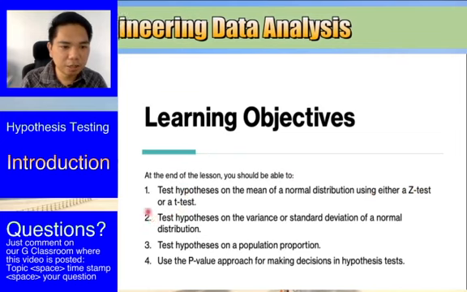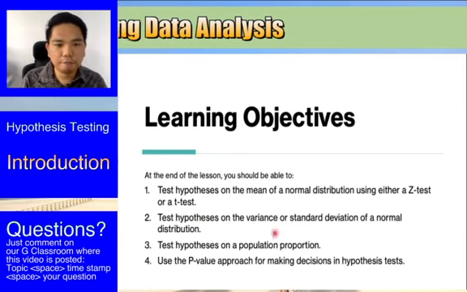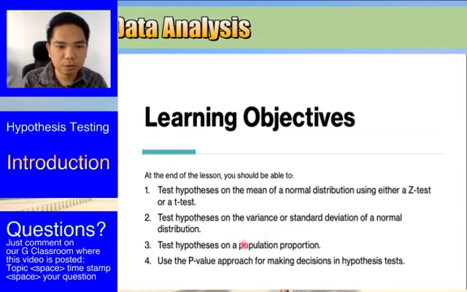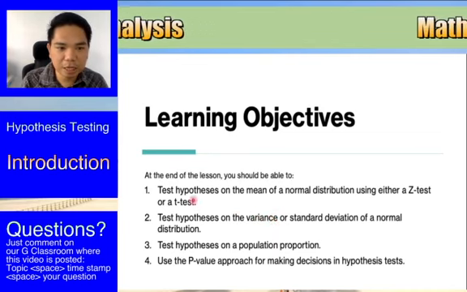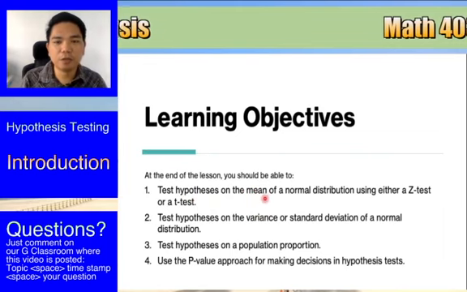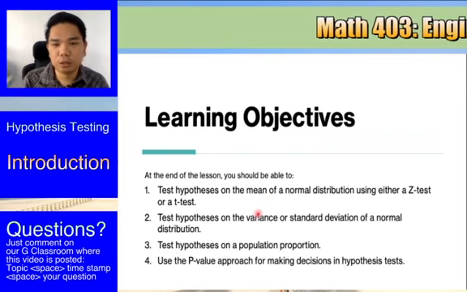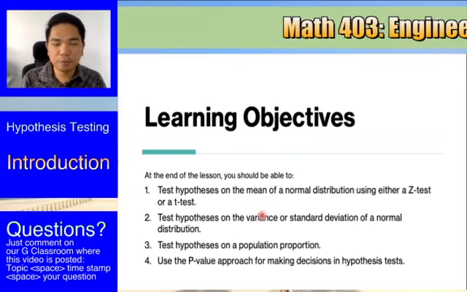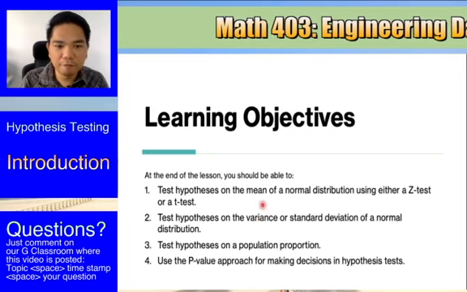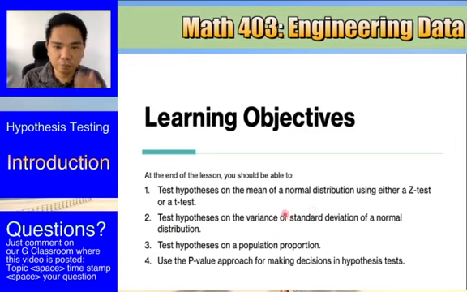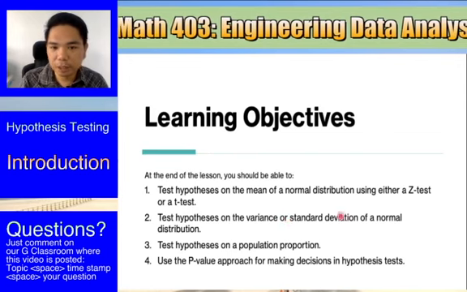Okay? Then, test hypotheses on the variance or standard deviation of a normal distribution. So, variance naman. Okay? Kung last time, ang tinest kasi natin ay hypothesis on the mean. Kung makikita nyo, ang null hypothesis natin, mu is equal to mu naught or mu is equal to a certain population mean. Ngayon, meron na tayong test hypothesis on the variance naman or standard deviation. So, variance or standard deviation, so yun yung sigma natin of a normal distribution.